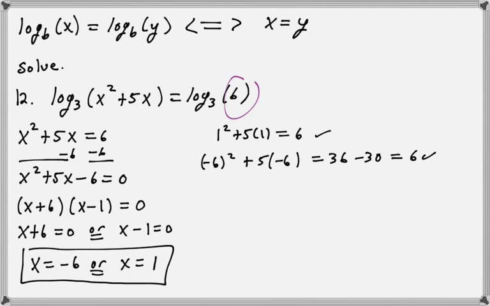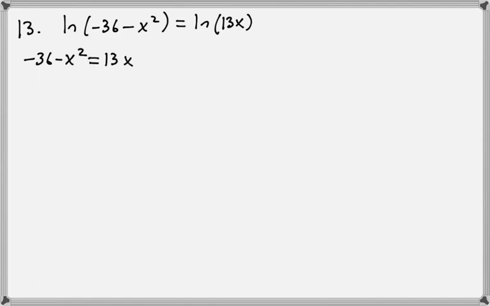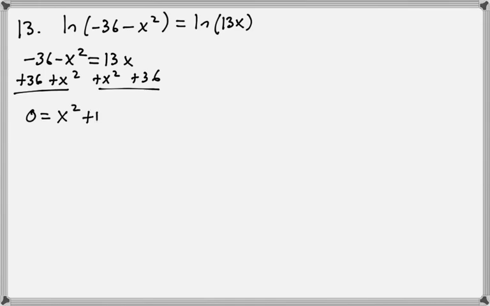Okay. All right, let's do one more example here. So we're going to solve the natural log of -36 minus x squared is equal to the natural log of 13x. So -36 minus x squared is equal to 13x. This is quadratic. We want to set it equal to 0. Cross our fingers that it factors. It's easier to factor if the x squared is positive, so we're going to move everything over to the right-hand side, so add 36 and x squared to both sides. So we have 0 is equal to x squared plus 13x plus 36.